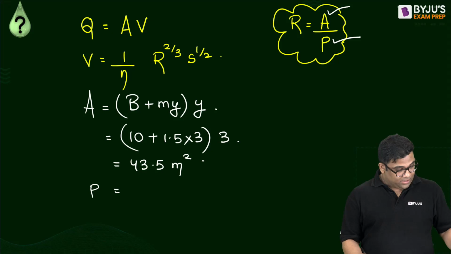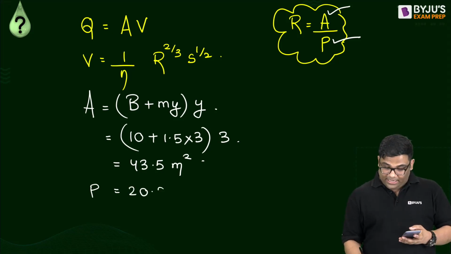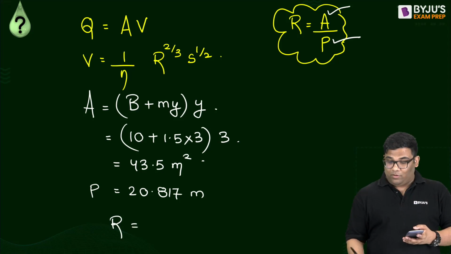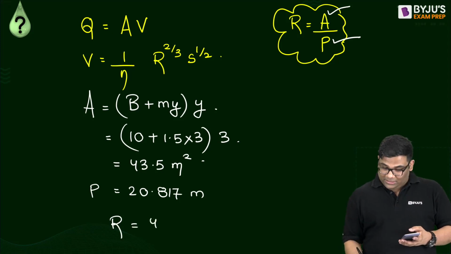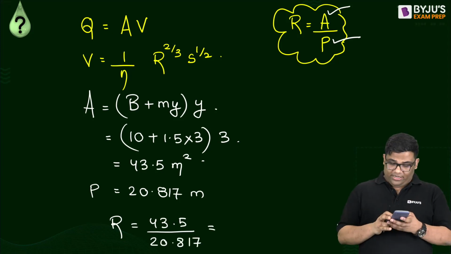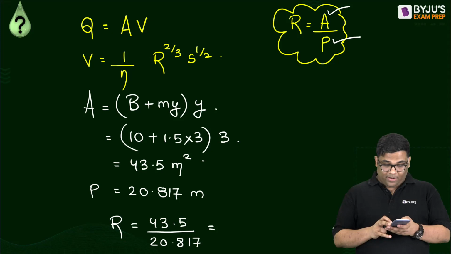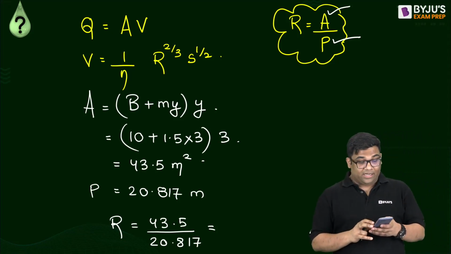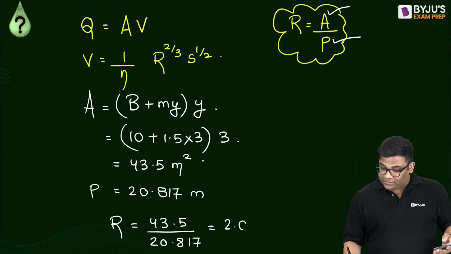Now weighted perimeter, how much I got? 20.817 meter. So what will be your hydraulic radius? That is A by P. So A is 43.5 and P is 20.817. Let me write down the hydraulic radius, that is 43.5 divided by 20.817. I am getting a value of 2.09 meter.